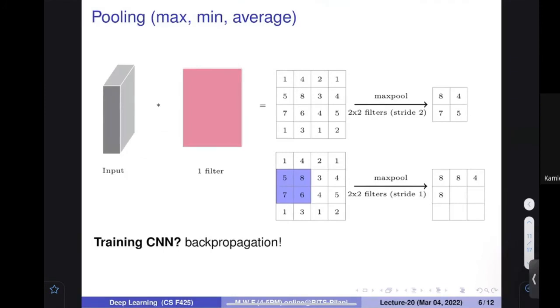So once again, this is the question: how do you train the CNN? The answer is backpropagation. You deploy backpropagation, and it is going to give you the right parameters.